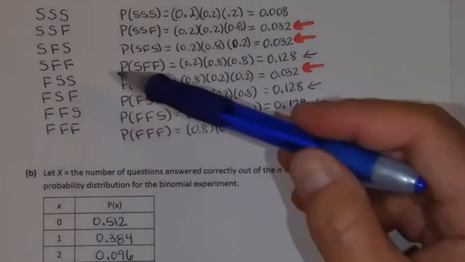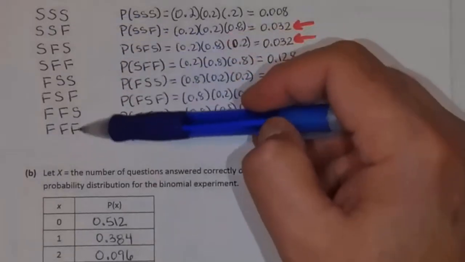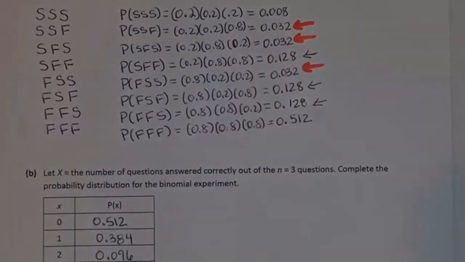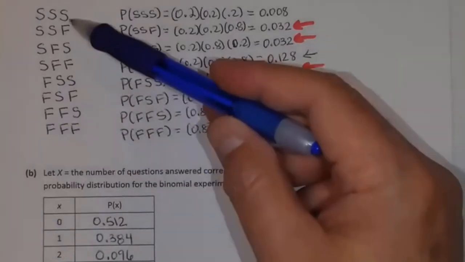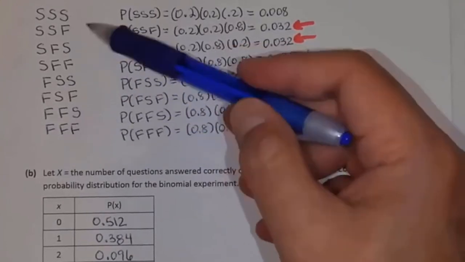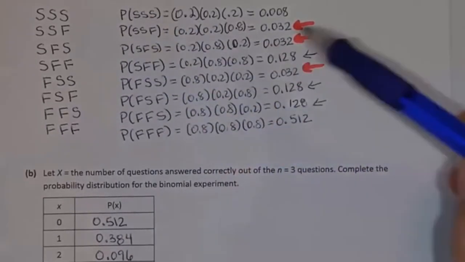Well, the trouble with that is if I give you a quiz with 5 questions on it, then the sample space is a lot larger. I could have success, success, success, success, success, or success, success, success, success, failure, or success, success, success, failure, success, and so on through failure, failure, failure, failure, failure. We would have 2 to the 5th power, which would be 32. There would be 32 different possibilities in my sample space that I would have to do this for.